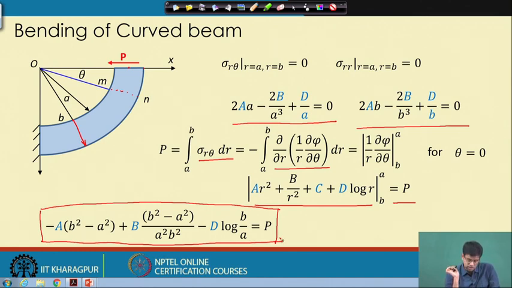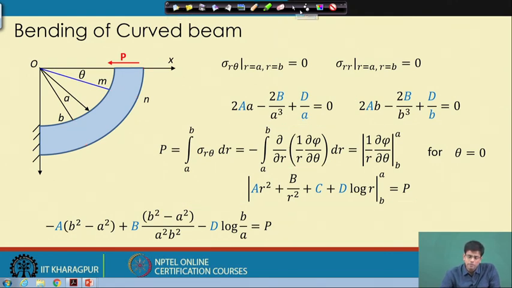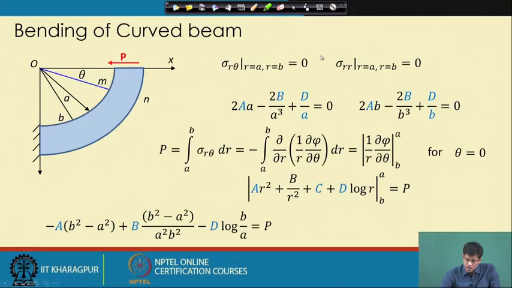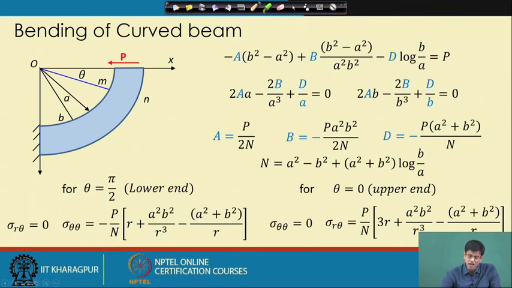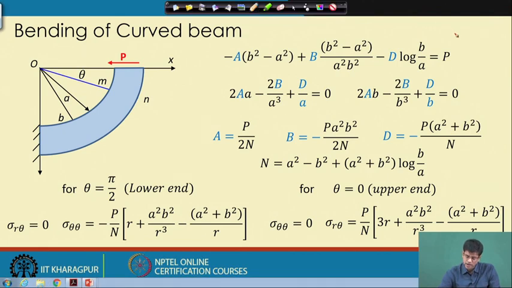So I have 3 equations, 3 unknowns. Again, like in the previous case, I have 3 equations, 3 unknowns. So what are those? This is 1, this is 2, and this is 3. So we can find out these 3 unknowns, and finally compute the stresses. This is my third equation essentially, this is my first equation, and this is my second equation.